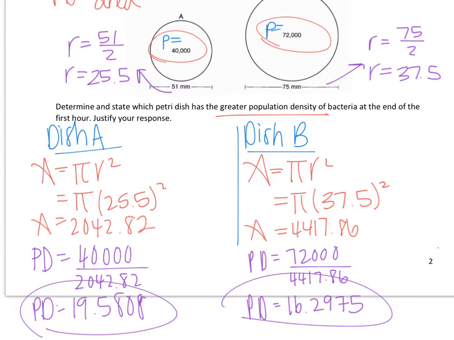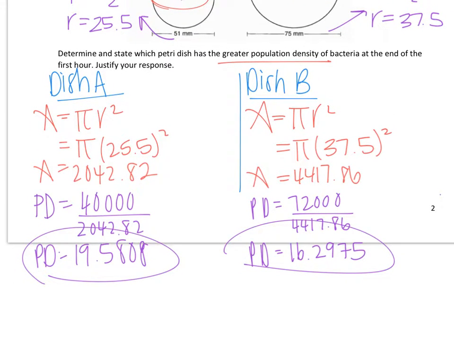Otherwise, we're going to answer the final question where it says determine and state which petri dish has the greater population density. Dish A came out to be 19.5808 bacteria per square millimeter, and dish B came out to be 16.2975 bacteria per square millimeter. The one with the greater population density is the one with the higher number, meaning dish A.